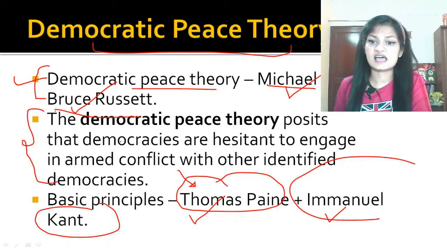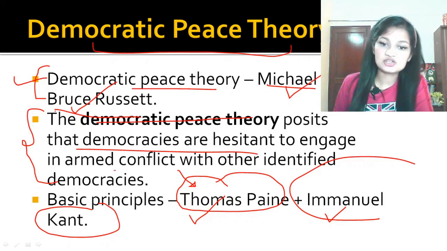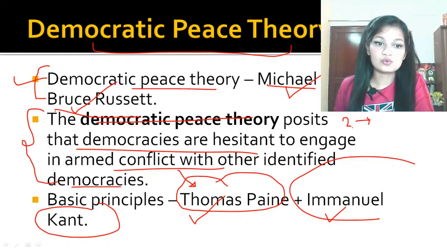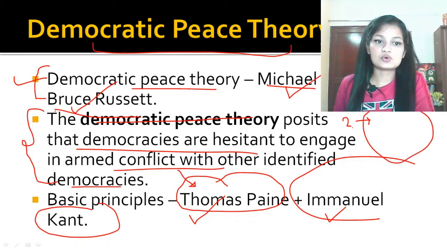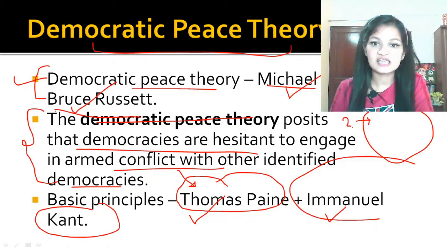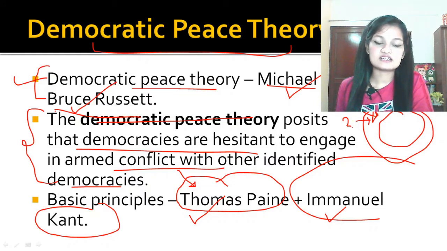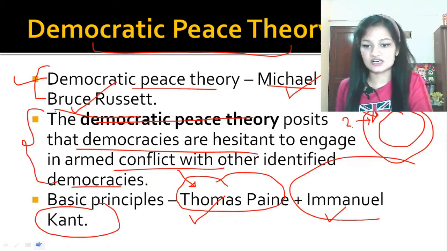It basically states that the democratic peace theory posits that democracies are hesitant to engage in armed conflict with other identified democracies. You may ask why this is so. This is so because most of the democracies want to work in public interest. Because of basically trying to work in the interest of the public, it doesn't make sense for two democracies to actually go into war with each other, and this eventually means that if country A, let it be USA, and country B, let it be India, are democracies, then they are bound to peacefully work together. In very simple words, this is what it means.